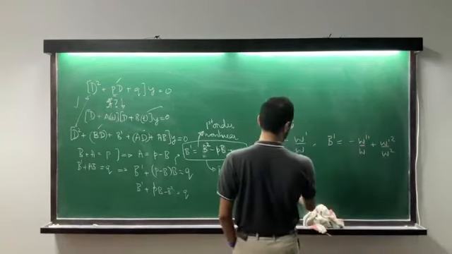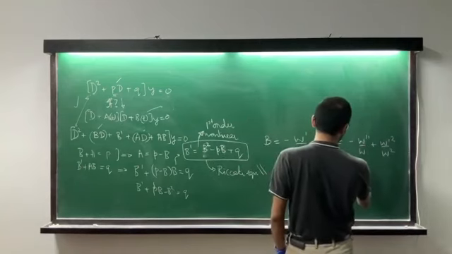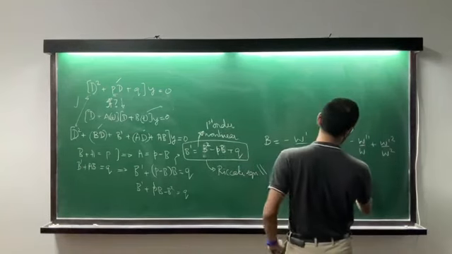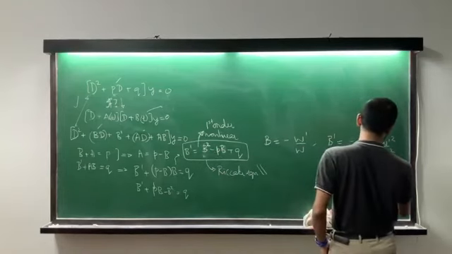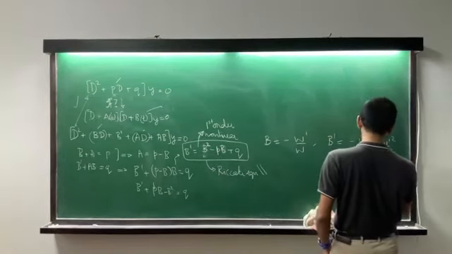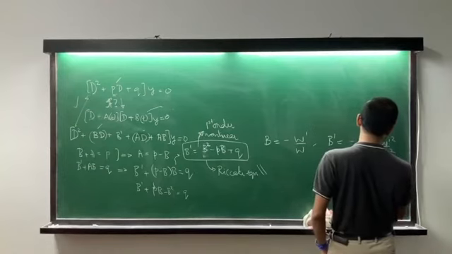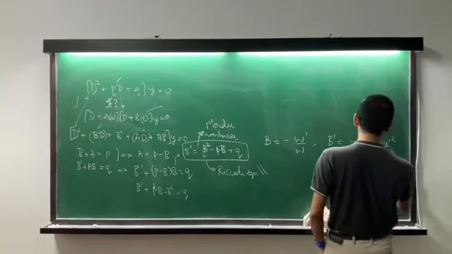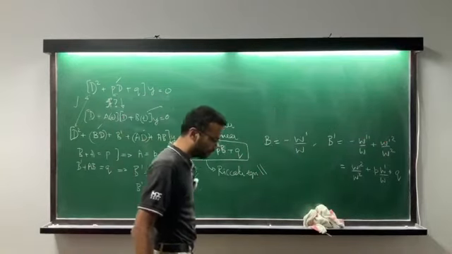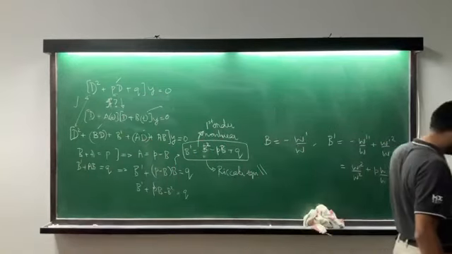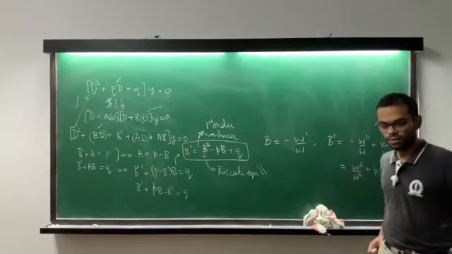And the right hand side will give you w prime's b square, which is w prime square by w square, minus p times b, which is w prime by w with a minus sign, so that will cancel with this minus sign, plus q. Okay, so far so good.